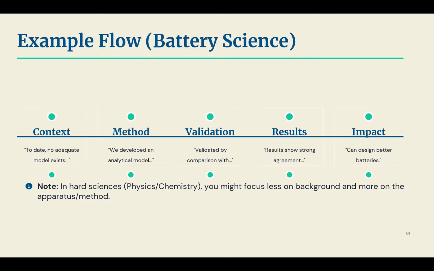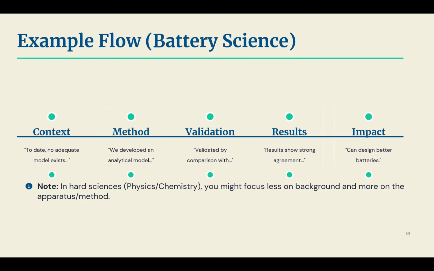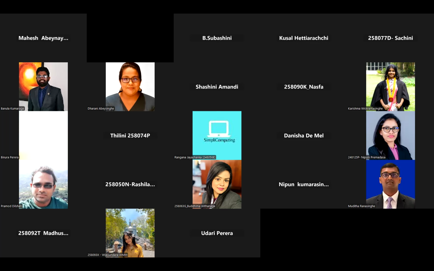Now you see, your abstract is answering 4 questions as you have seen in the previous slide: why, how, what, and so what. If you look at the example flow, how it moves, it starts with the context, and then reveals method, then validation, results, and impact. So more or less the same order as IMRaD in a big research article, but this is a logical, complete story that you write in one paragraph, in an abstract.